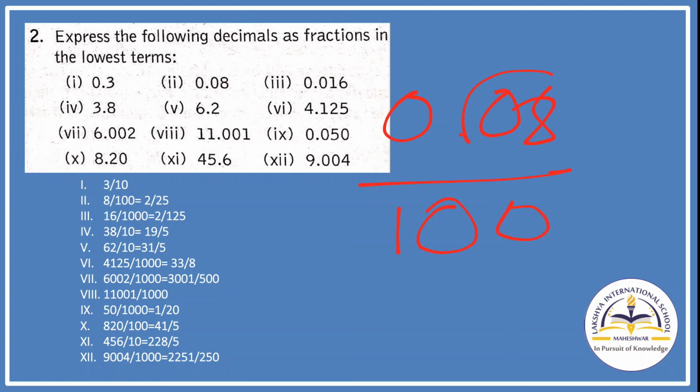you will get 8 by 100. Now 8 by 100 you can cut with the table of 2, you will get 4 by 50. Again you can cut with the table of 2, you will get 2 by 25. So 2 by 25 will be the answer.